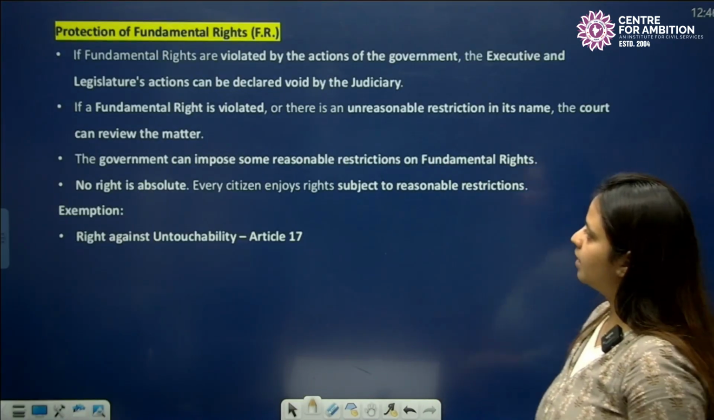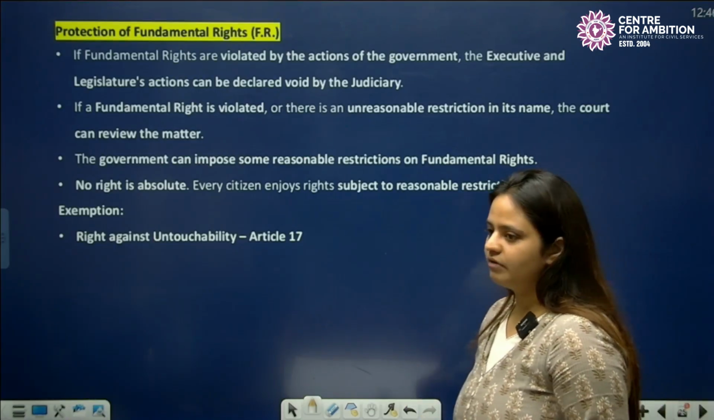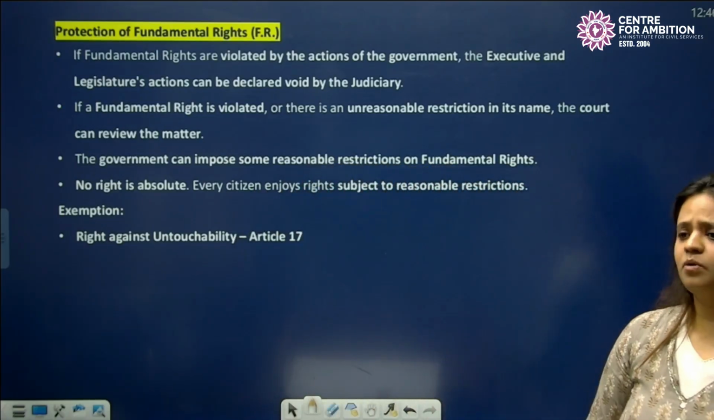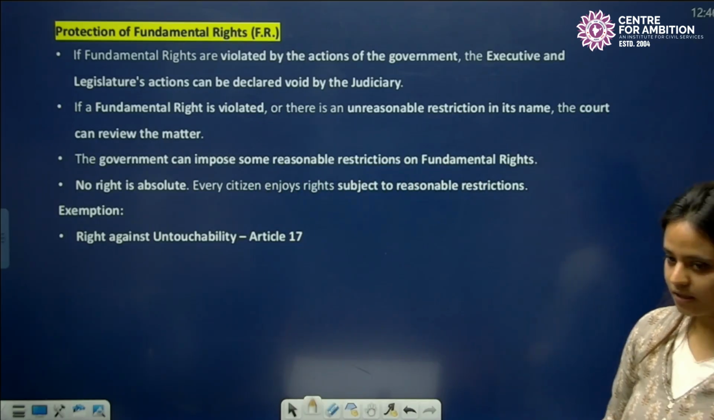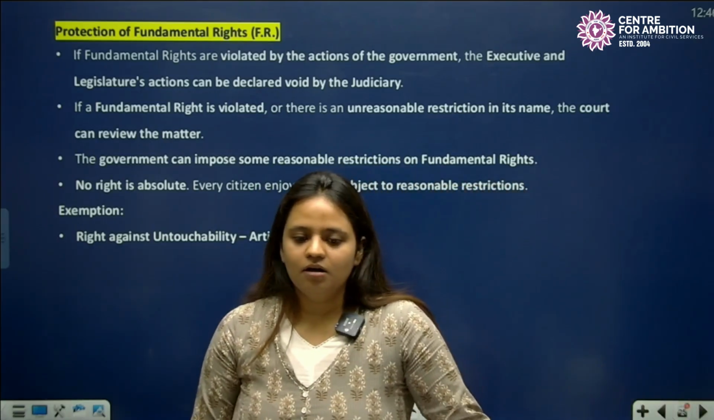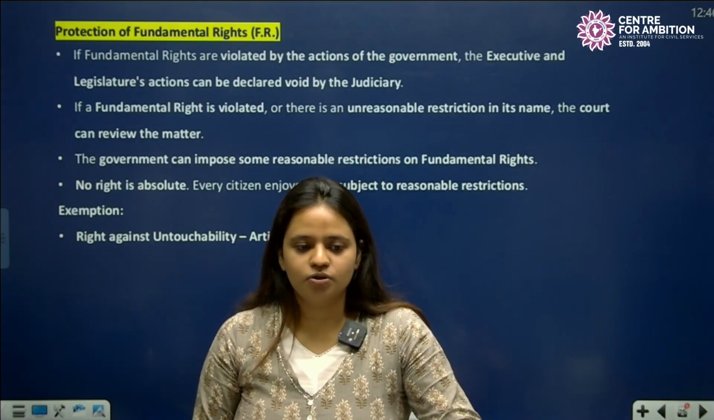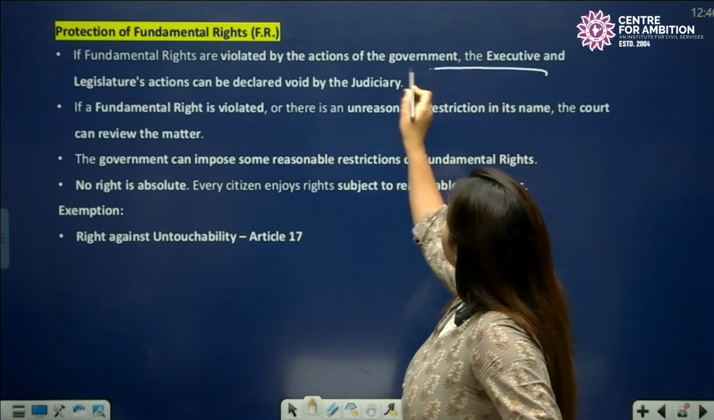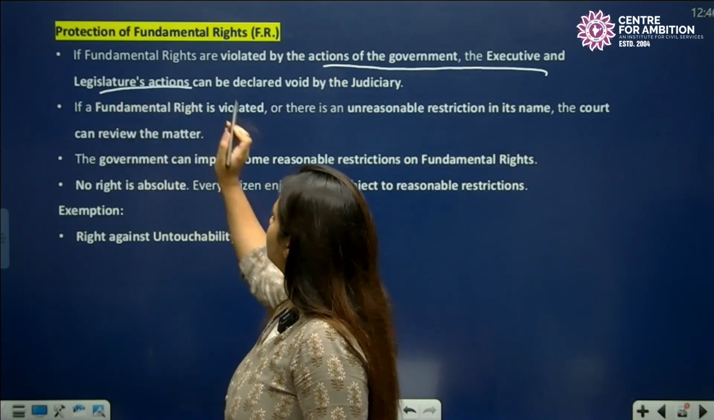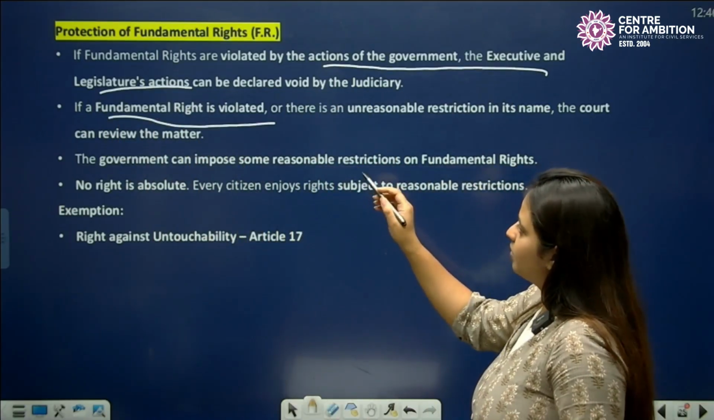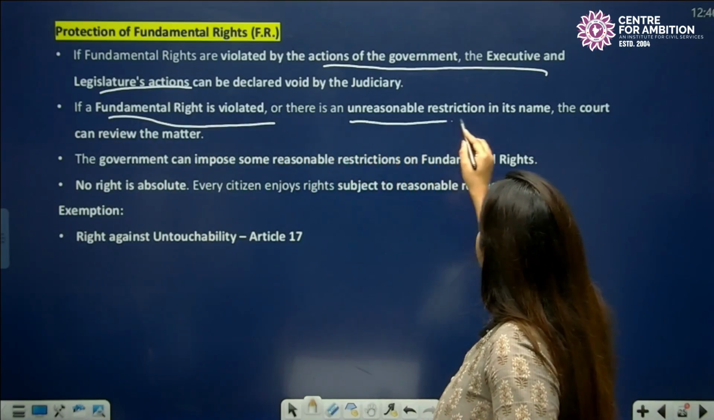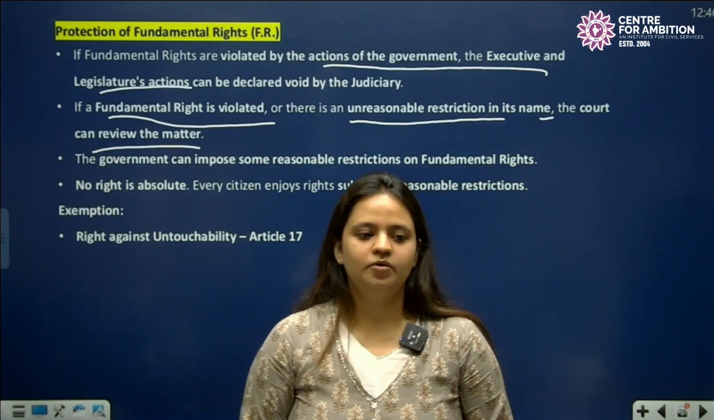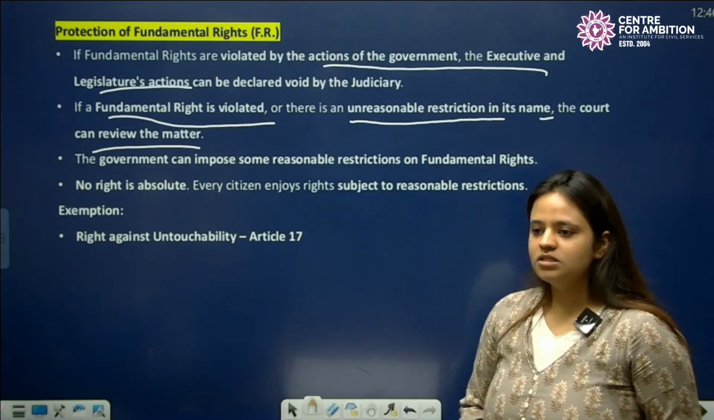Next comes the fundamental rights protection. As I told you, the judiciary protects the fundamental rights, and in case the executive and legislature make some laws or implement some laws that violate the fundamental rights of the Constitution, they can be declared null and void by the judiciary itself. So the judiciary checks the actions done by the executive and legislature. If a fundamental right is violated, or there is an unreasonable restriction in its name, the court can review the matter. In case there are unreasonable restrictions that are made, and what are these restrictions?